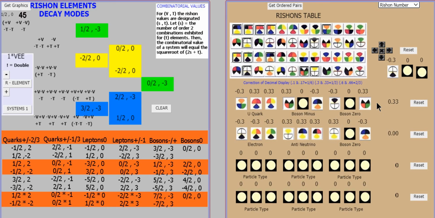Rishon number, which supersedes baryon and lepton number. For the U quark, we can see that Rishon number is +1/3. It is 0 for the W boson and 0 for the disappearing boson 0. Rishon number for the electron now is -1, and opposite of that for the antineutrino, +1, and 0 on the Z boson.